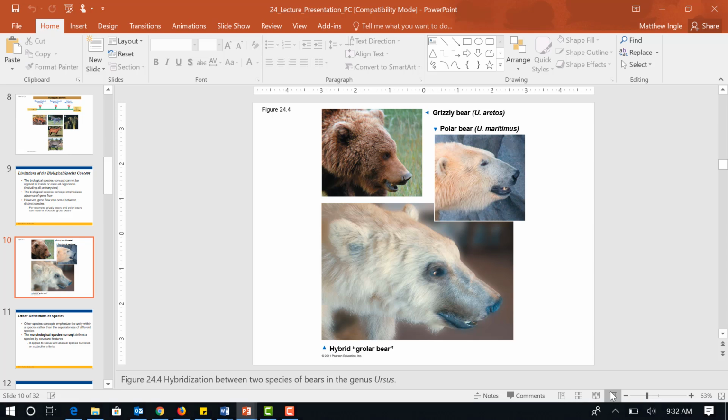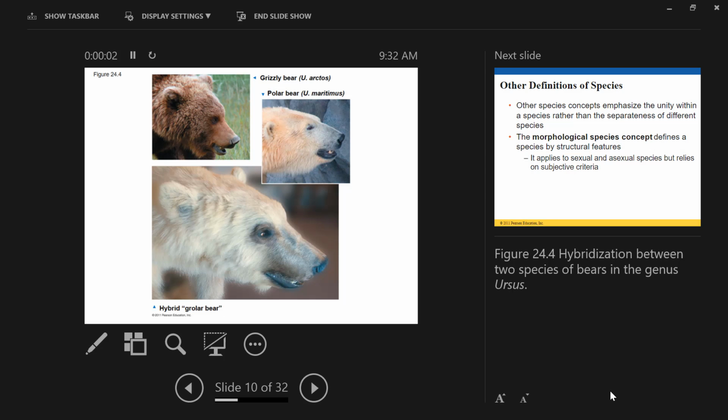It is 9:32. There we go. There's a growler bear. So here's a grizzly bear and a polar bear, two species in the same genus. Here's the hybrid, the growler bear. That's kind of gross. It is. So if we are going to consider them separate species, what needs to be true of these hybrids? They either have to have reduced viability, they have to have reduced fertility, or they just don't last for a number of generations.